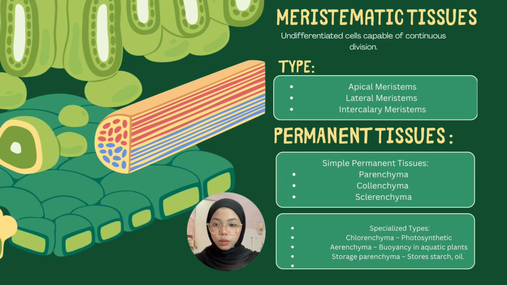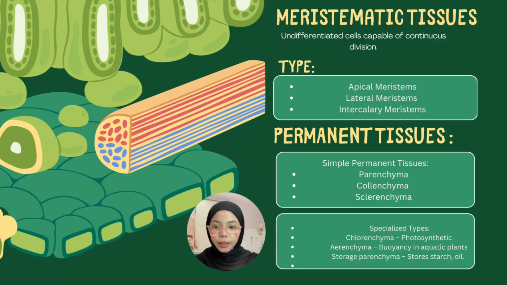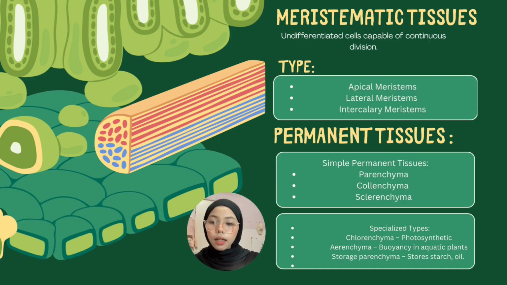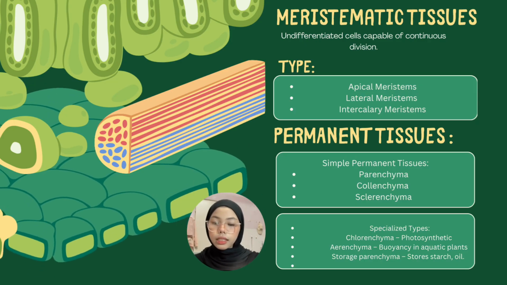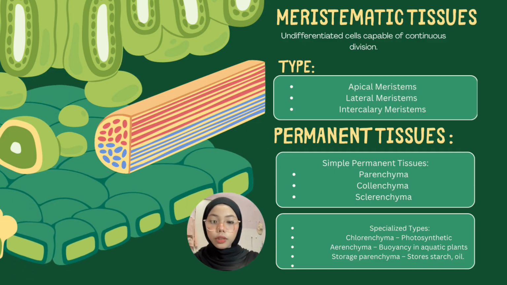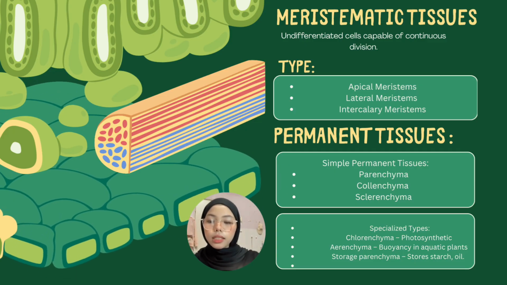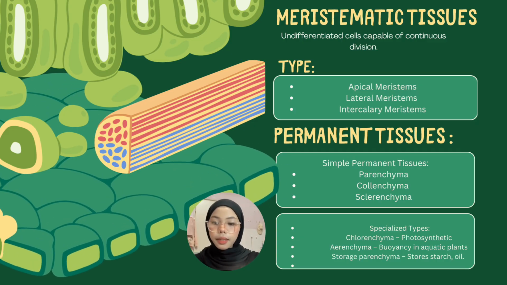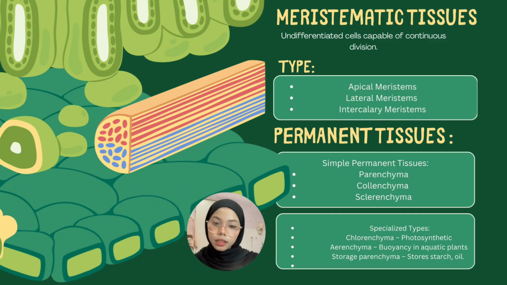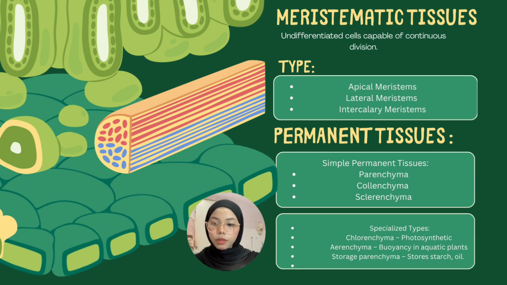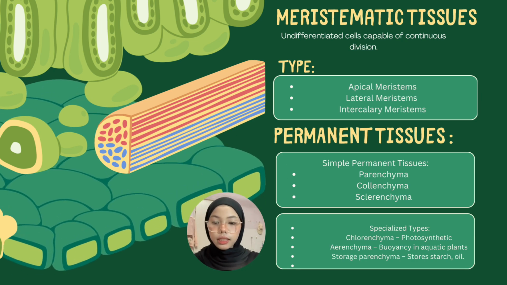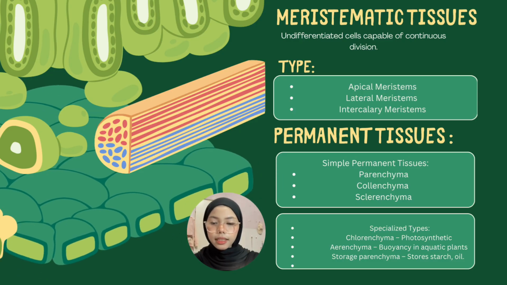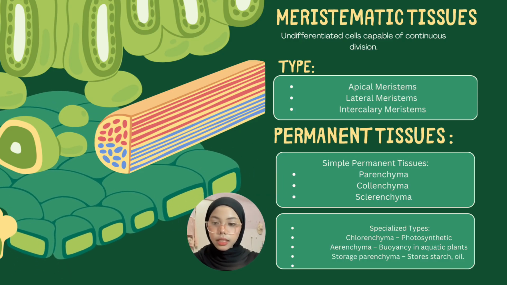Second one is permanent tissue. Permanent tissue has two types, which are simple permanent tissue and specialized types. The first one, simple permanent tissue, has three types: parenchyma for photosynthesis, storage, and healing. Second one is collenchyma, flexible support in growing parts. The third one is sclerenchyma, rigid support at maturity. The second one is specialized types. It has three types: chlorenchyma for photosynthesis, aerenchyma for buoyancy in aquatic plants.